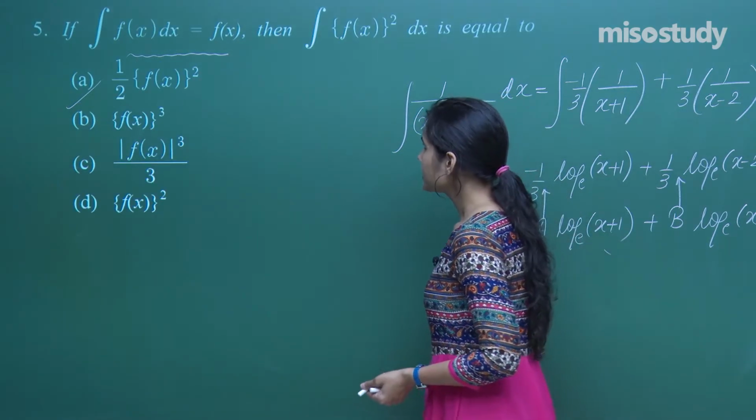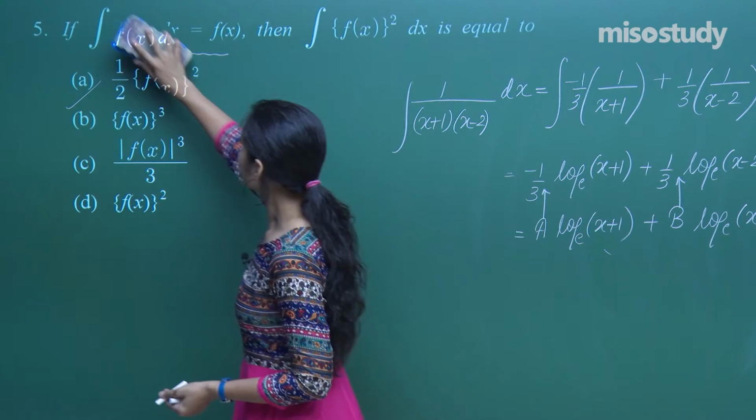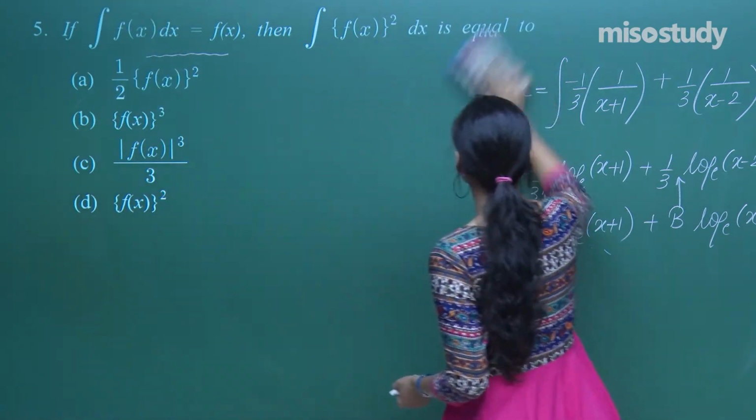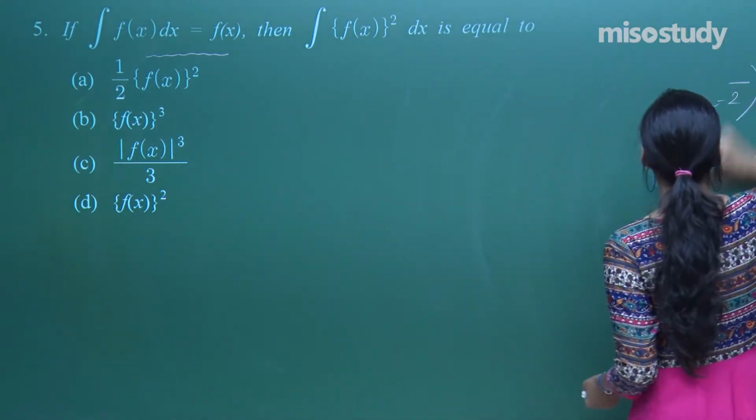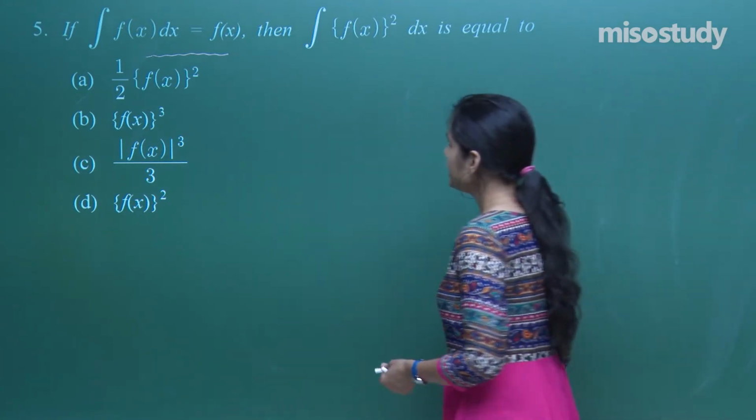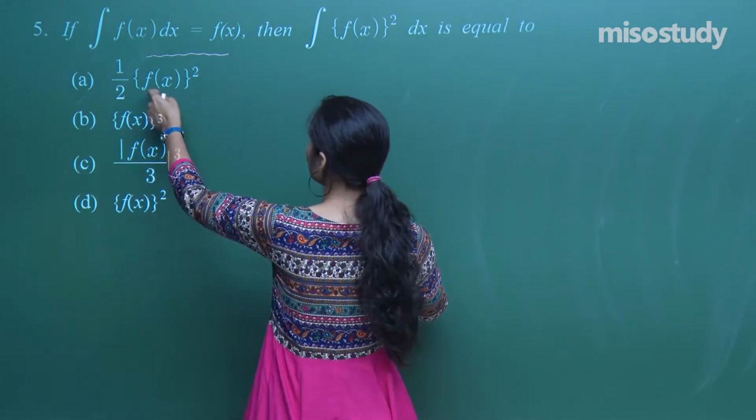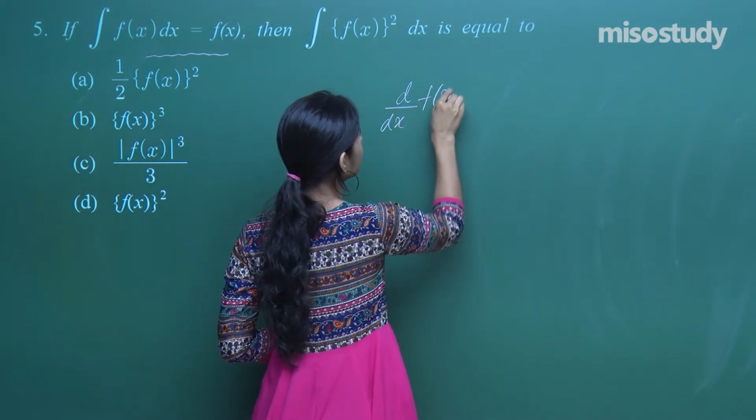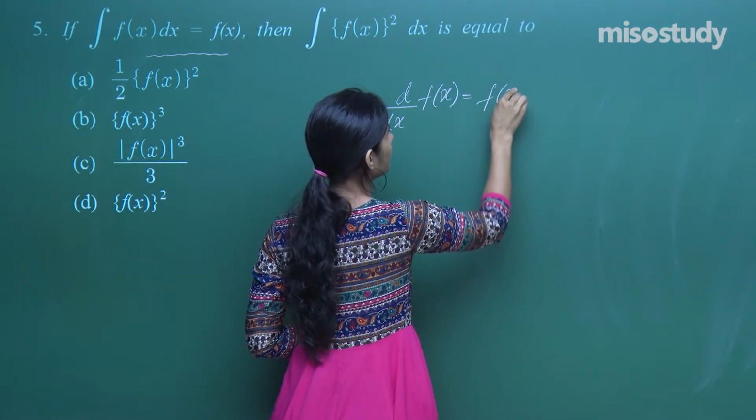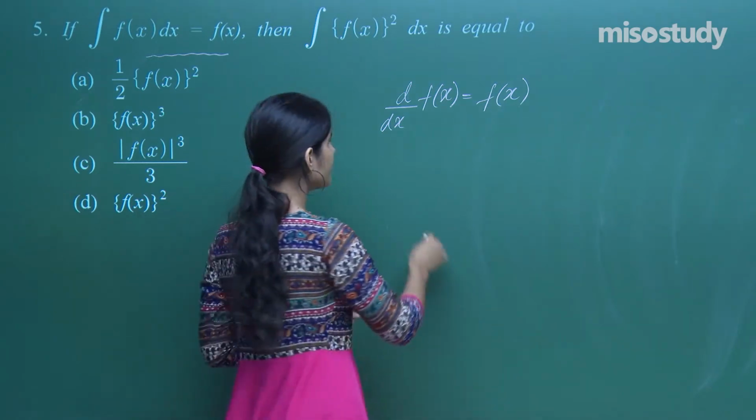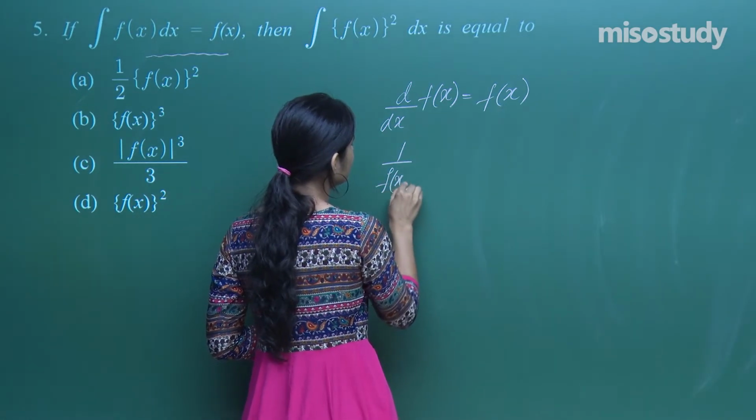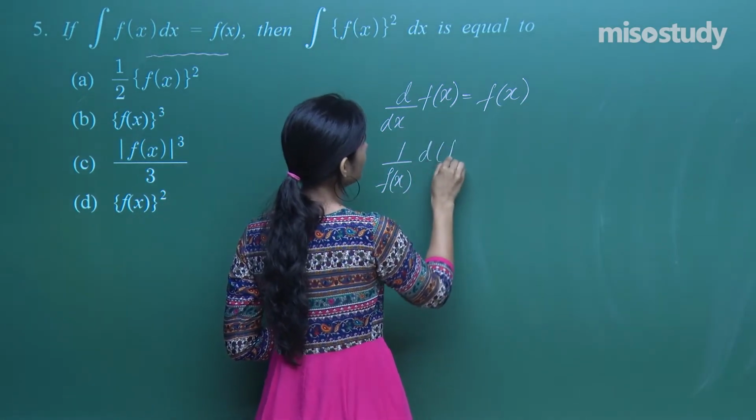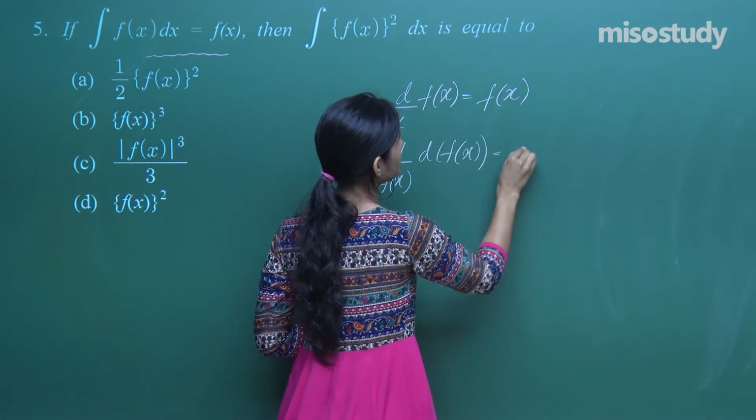If integral f(x) dx is f(x), then what is integral f(x) square dx? Let's see how to tackle this question. Integral f(x) dx is f(x). If integral f(x) dx is f(x), it clearly means d/dx of f(x) is f(x). d/dx of f(x) is f(x) means I can write this as 1 by f(x) d(f(x)) equals dx.